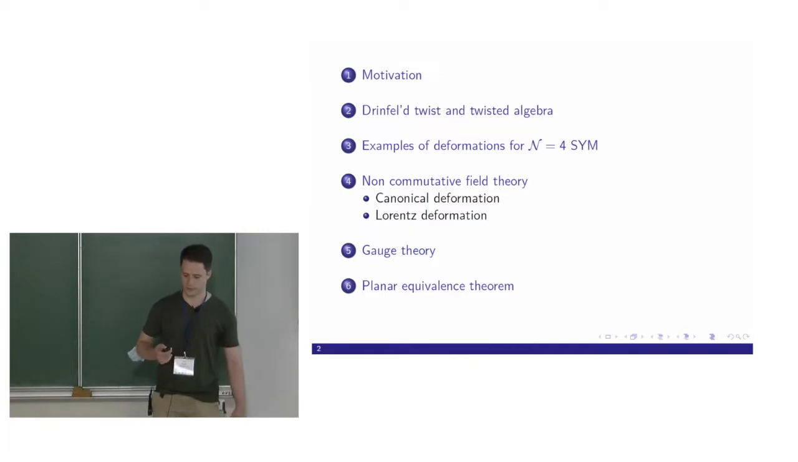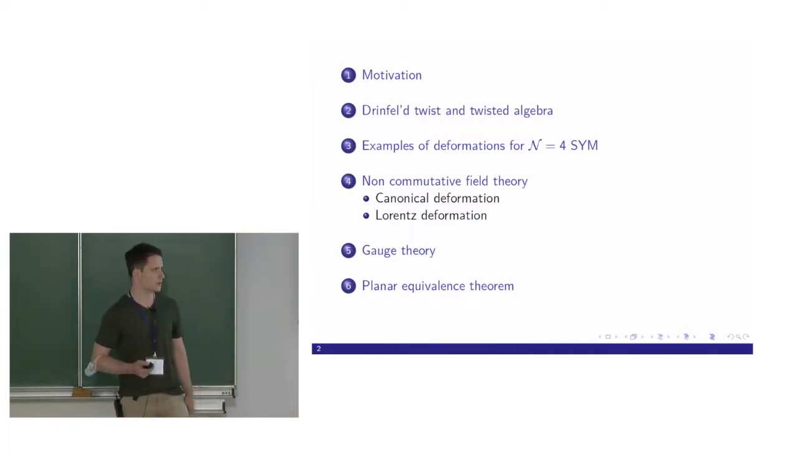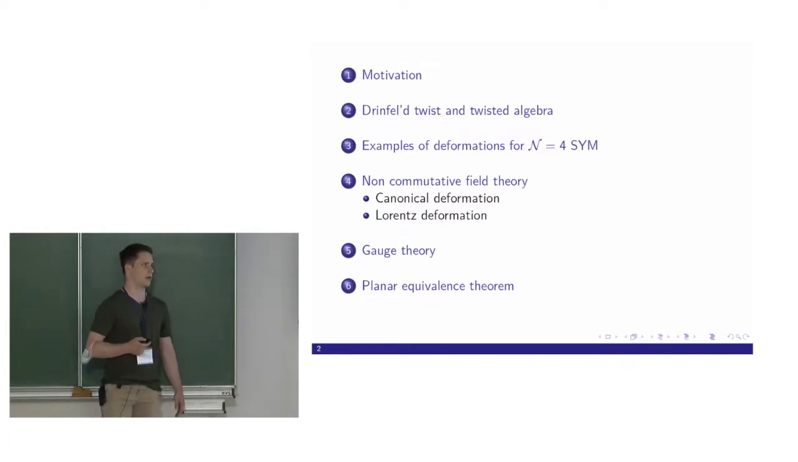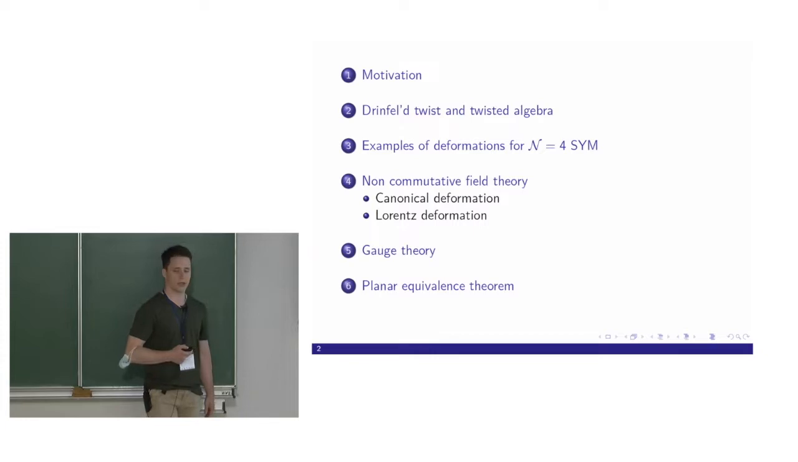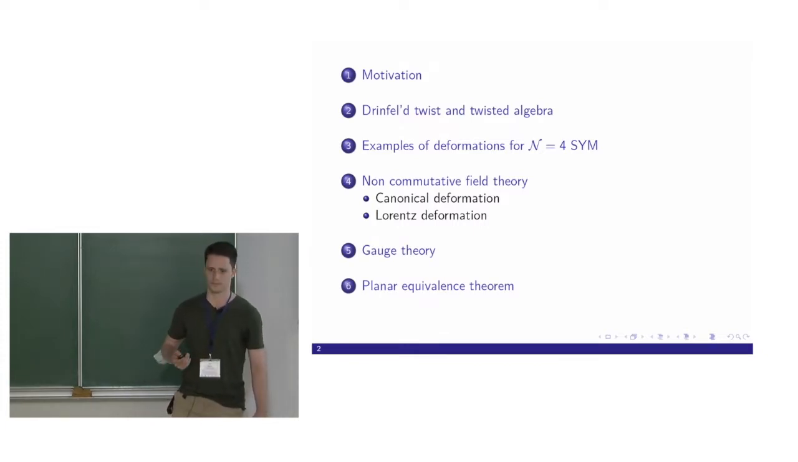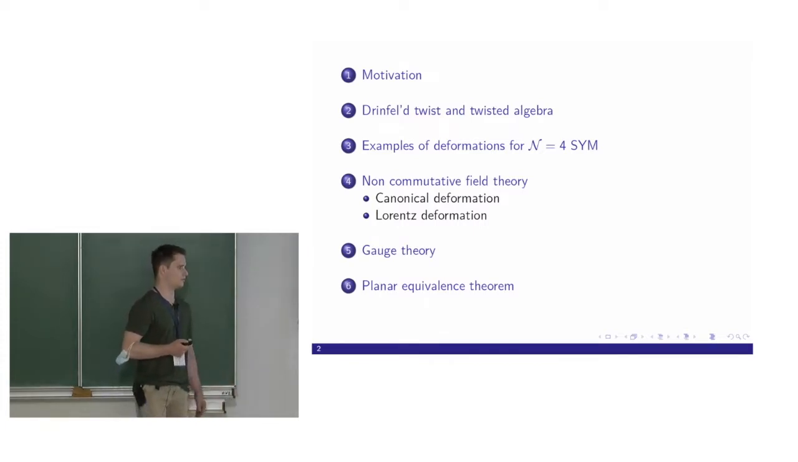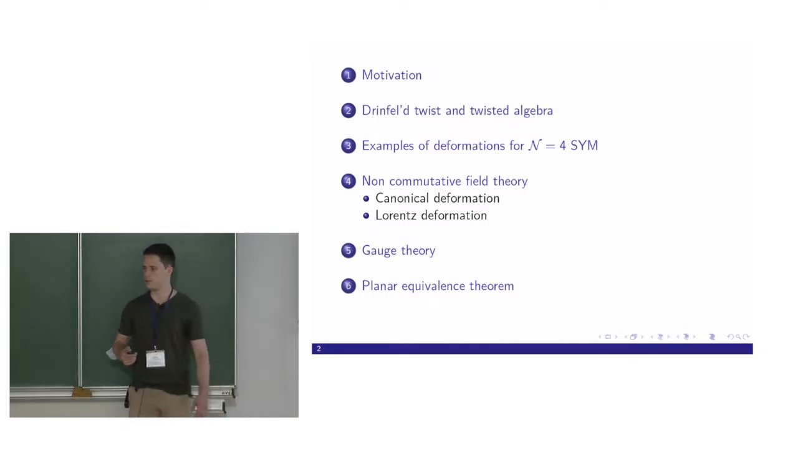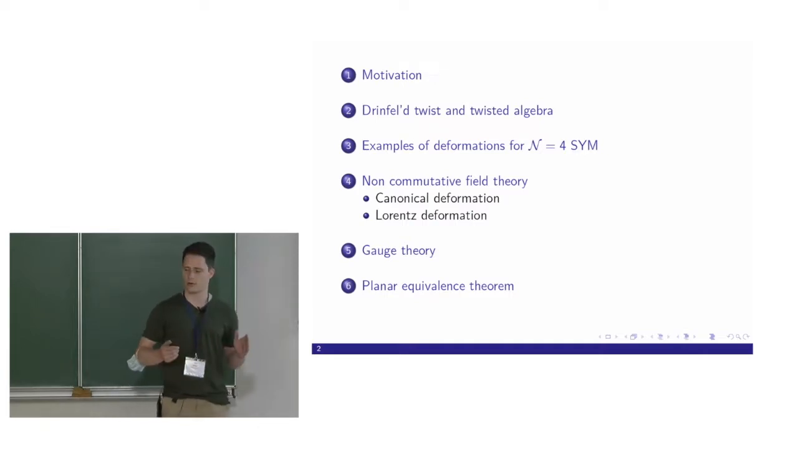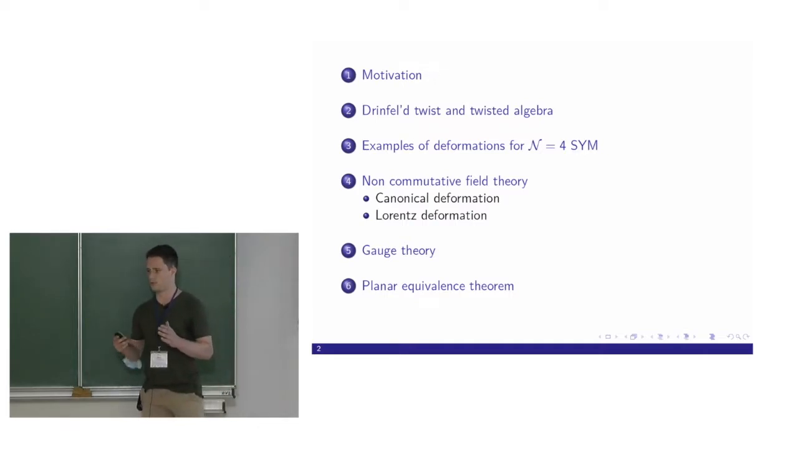These non-commutative spaces and structures also affect the gauge theory, so I will also elaborate on a construction of how we can get gauge invariant actions for these deformations. At the end, I will elaborate on the so-called planar equivalence theorem, which enables us to relate planar Feynman diagrams of the deformed theory to their undeformed counterparts.